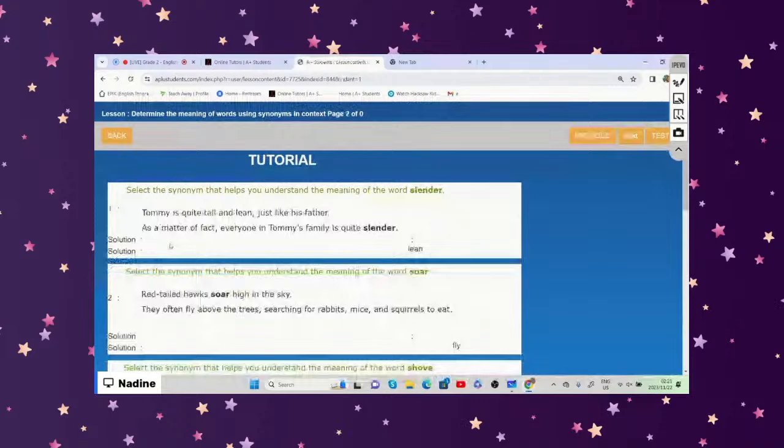Okay, so here it is. Tommy is quite tall and lean, just like his father. As a matter of fact, everyone in Tommy's family is quite slender. Quite slender. So, slender, what is another word for slender? Look at the first sentence. It says Tommy is what? So, another word for slender.